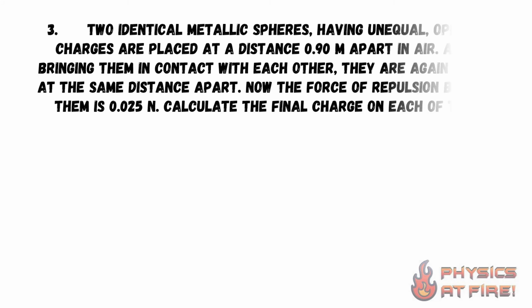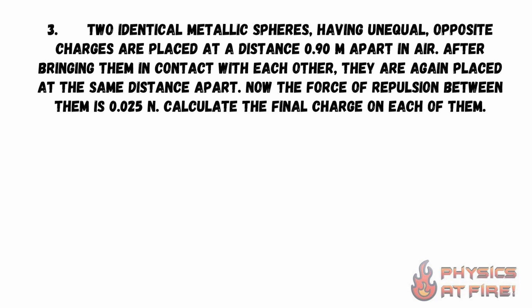Let's have one more example. Two identical metallic spheres, having unequal, opposite charges, are placed at a distance 0.90 meter apart in air. After bringing them in contact with each other, they are again placed at the same distance apart. Now, the force of repulsion between them is 0.025 newtons. Calculate the final charge on each of them.